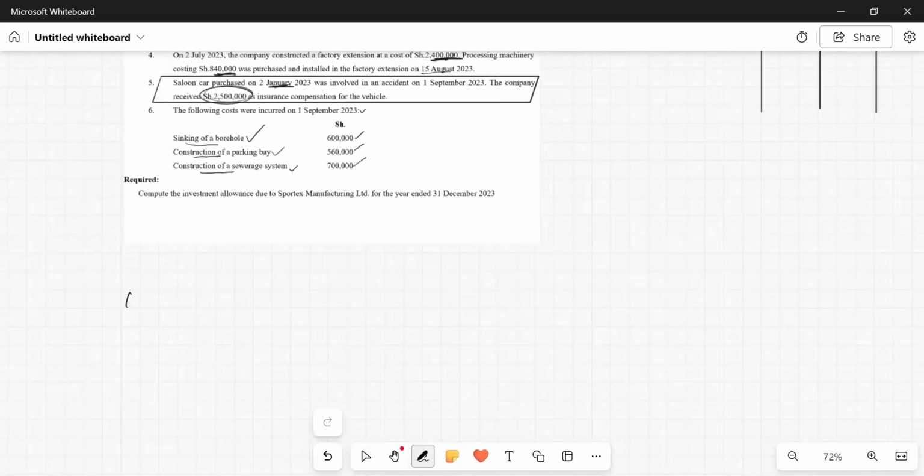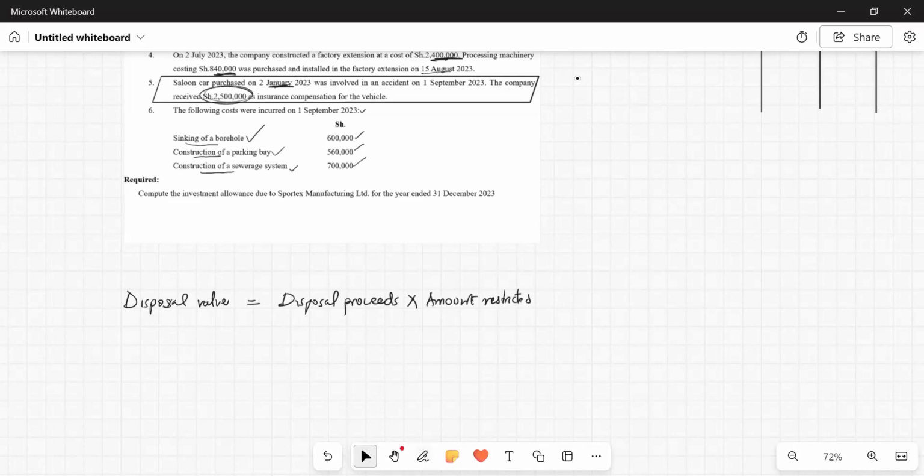Disposal value for the non-commercial vehicles is equal to disposal proceeds. Proceed is the cash received. Times amount restricted in the year of purchase. In the year of purchase, the amount restricted was 3 million. This is divided by the actual cost.